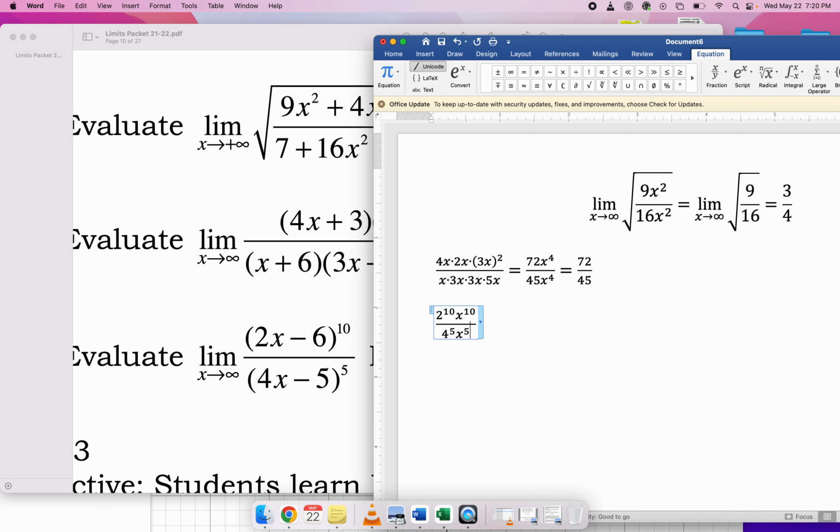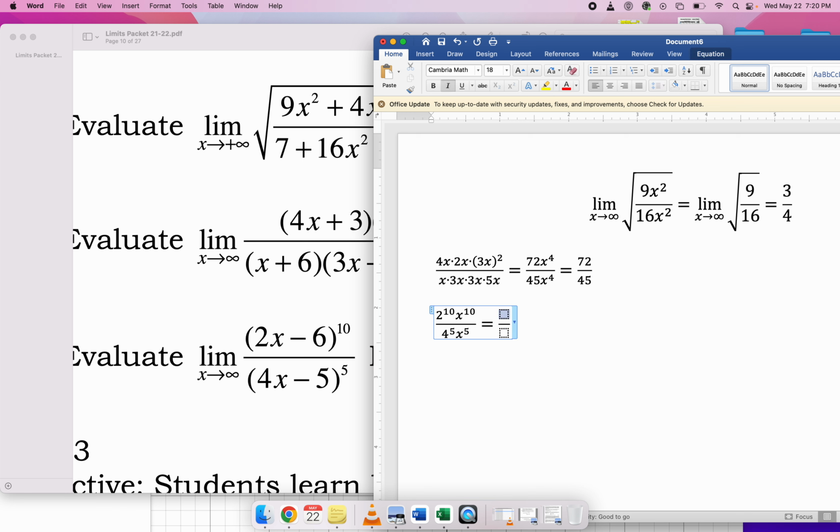Now, what you'll notice is that the x's don't completely cancel, right? There are more x's on top than there are on bottom. So after cancellation, you're left with this. And as x goes to infinity, the value of this fraction is not converging to any particular number. It's just getting bigger and bigger, right?